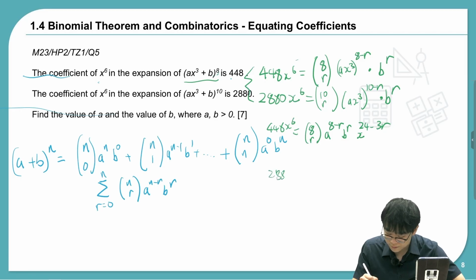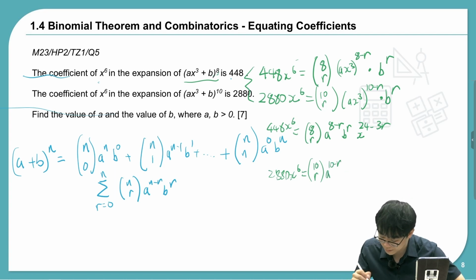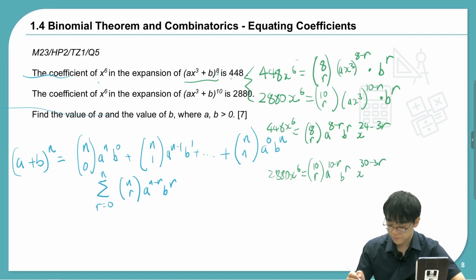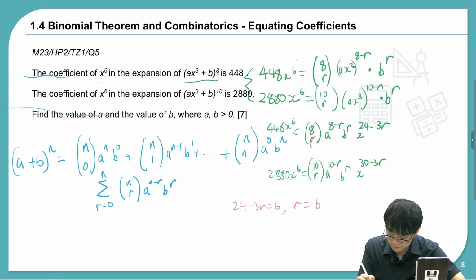Then 2880 x to the power of 6 is going to be 10 choose r, a to the power of 10 minus r, b to the power of r, and then x to the power of 30 minus 3r. So for each of these, we want to look for when 24 minus 3r is 6, right? That would be when r is going to be 6. Right, so for the first one, we want to put in 6 where the r's are.